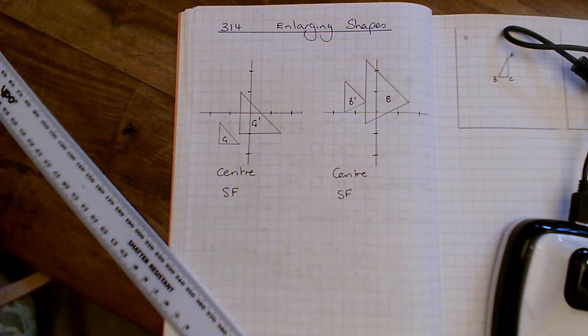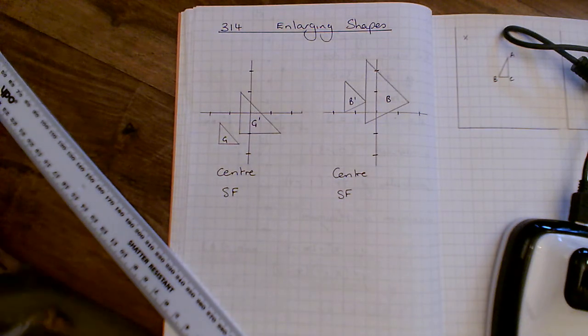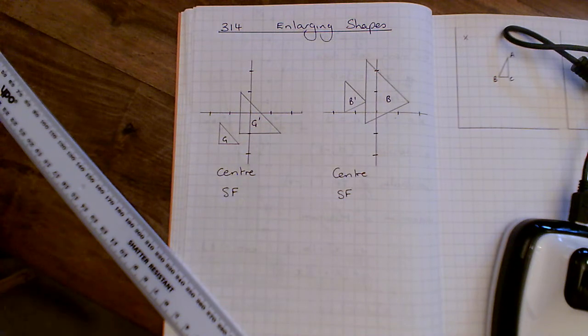So when you enlarge shapes, you've got a couple of things. One, you have to be told it's enlarged. Number two, you're told a centre of enlargement. And number three, you're told a scale factor, which is how much bigger to draw the thing. Now, weirdly, enlargements end up being smaller if you're told to draw a shape half the size. So if you've got a scale factor of 0.5 or a half, then the shape does in fact end up smaller.